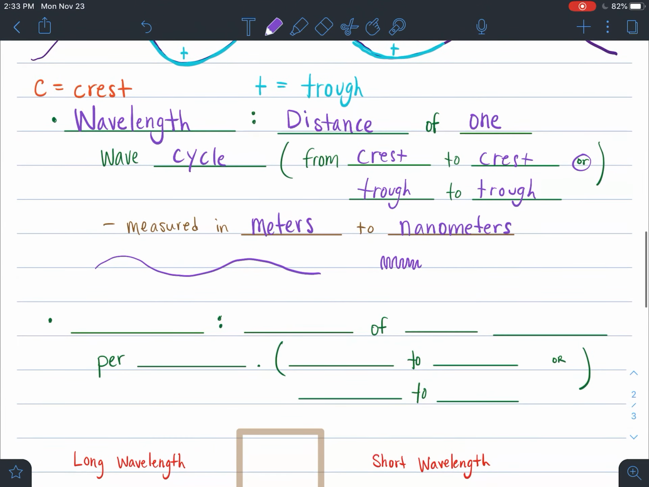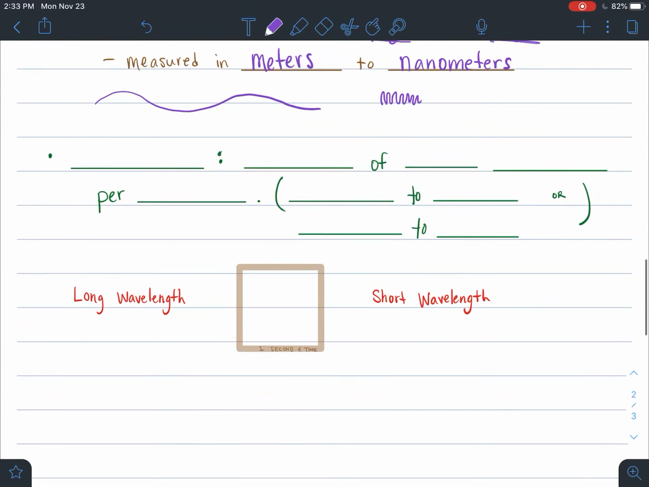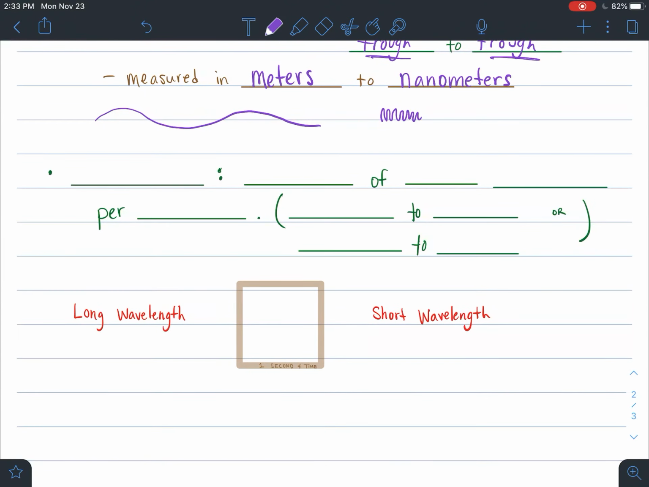All right, so you can see how the crest and the trough become important frameworks or reference points for us to be able to use so we know what the wavelength of a wave would be. The other wave attribute that we're going to define is the frequency of a wave.